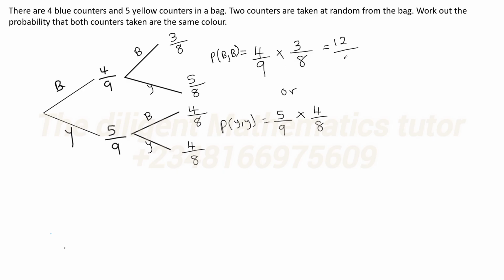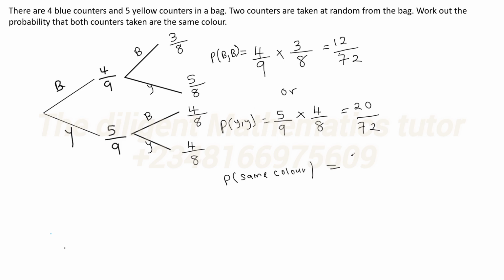9 times 8, 72. 5 times 4 is 20. 9 times 8, 72. So it is either these or these. So remember, we add up all of our probabilities. Probabilities of getting the same color. Yes, the same color could be blue, blue, or yellow, yellow.